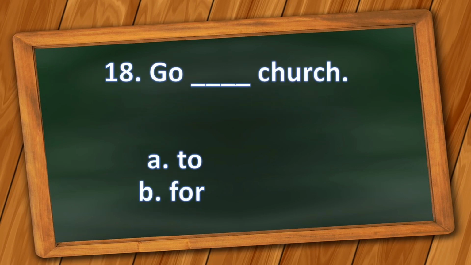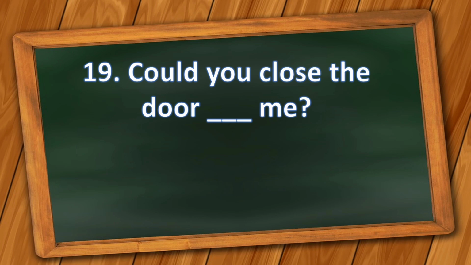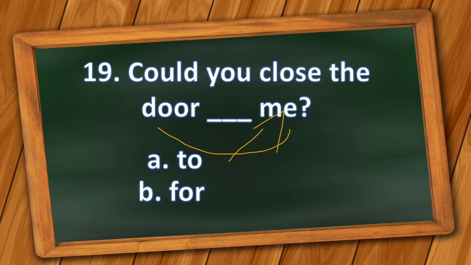Number 18. Go blank church. Pumunta sa simbahan. To go to church. Number 19. Could you close the door blank me? To me or for me? Tama. Para sa akin, para sa'yo. Especially for you. Okay, for.